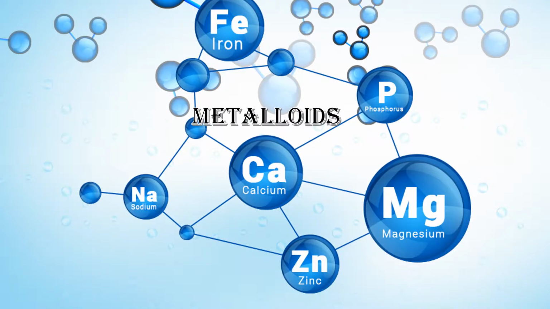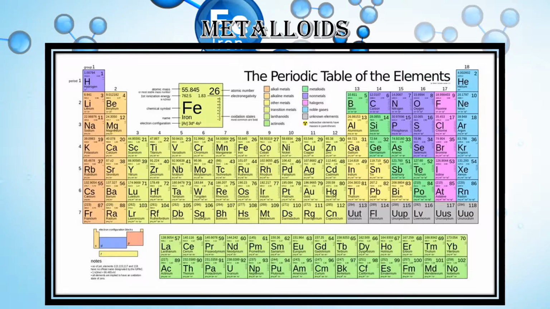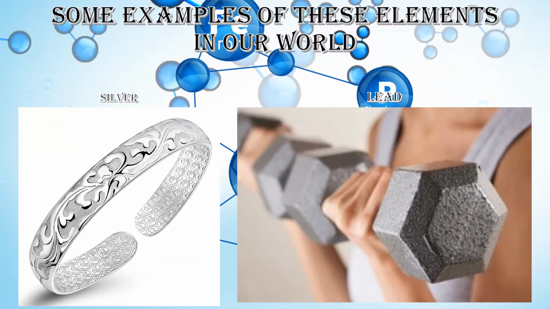The metalloids. These are the metalloids, this green group, right here. The elements in this group have charges that vary. Metalloids have characteristics of both metals and nonmetals, and some of the elements in their group are semiconductors, or conductors in certain circumstances, kind of like the metals, and some are brittle, which is a lot like the nonmetals. Some examples of these in our world are silver, such as this beautiful ring shown here, and there is also the example of lead, used for weights and weightlifting.